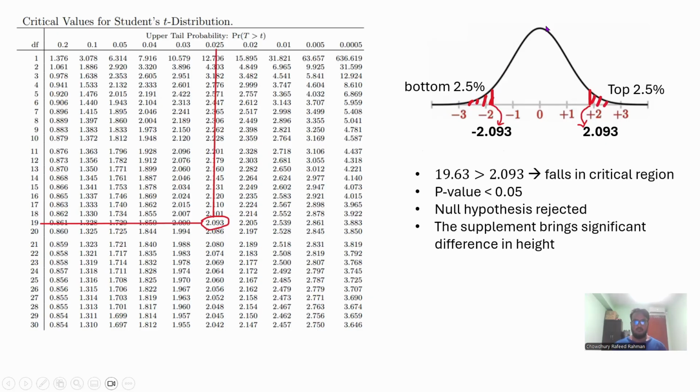You can see that the t-distribution curve is symmetric with respect to 0, which means it looks the same to the left and to the right. So we can actually put 2.093 here and minus 2.093 right here. We don't need to look up this value again from the table, right? Now we can see that we have a value of 19.63. 19.63 falls where? It falls somewhere right here, which is actually to the rightmost side. And so it falls in the critical region, again, rejection of null hypothesis. And so the supplement does bring significant difference in height. And you can even say that it brings significantly positive difference in height, basically.